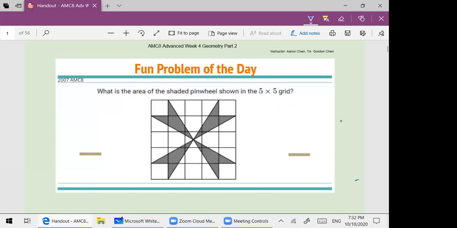So now the white area can be represented as 4 squares and 4 of these triangles. So each square has area 1, and each triangle has base 3 and height 3, so it has area 4.5. So the area of the shaded pinwheel is 25 minus 4 times 1 plus 4.5, which is 6.